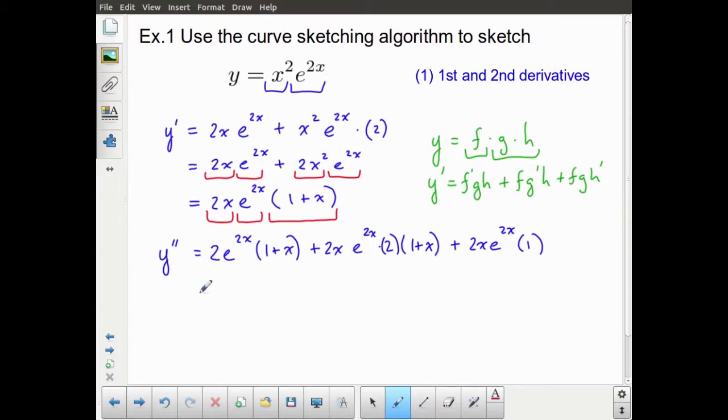So now I've got my second derivative underway here, and once again, maybe a little bit of simplification. This line might be optional. You might want to go straight to factoring at this point, but a little bit of simplification won't hurt here. 2 times 2 becomes 4x e to the 2x times 1 plus x, and this last one is plus 2x e to the 2x.